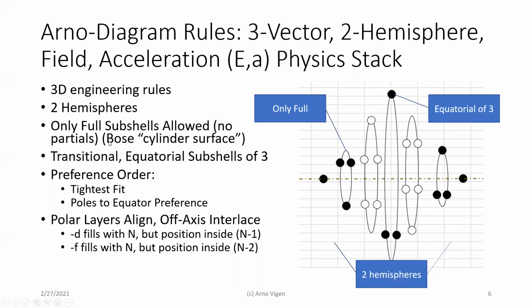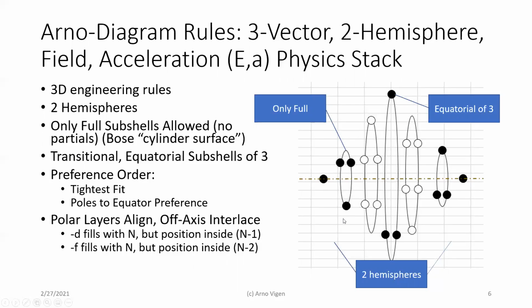And that's driven by the Bose cylinder surface logic to create quantum mechanics. And so with all the great things that quantum mechanics does, it only happens if you have this cylinder surface for electron subshells. Now, the other thing is I have this transitional equatorial subshell of 3. You see, these always have 2 hemispheres and they're only full.